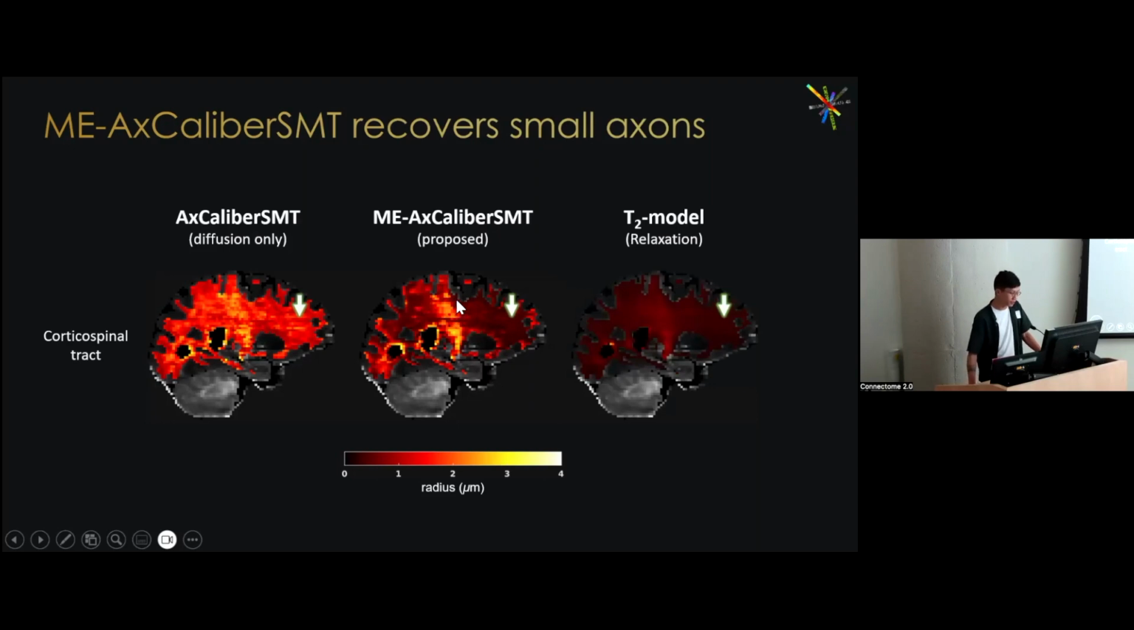But if we focus on the frontal white matter, which histological data show usually contains more small axons, it really demonstrates that the diffusion-only Excalibur SMT lacks the sensitivity to measure the small axons there. With the diffusion-only data, the axon radius we obtain is around 2 microns. But with the multi-echo Excalibur SMT method, the axon diameter we measure there is much lower and closer to the T2 models.